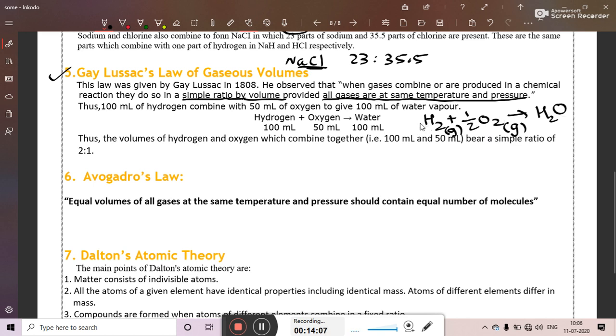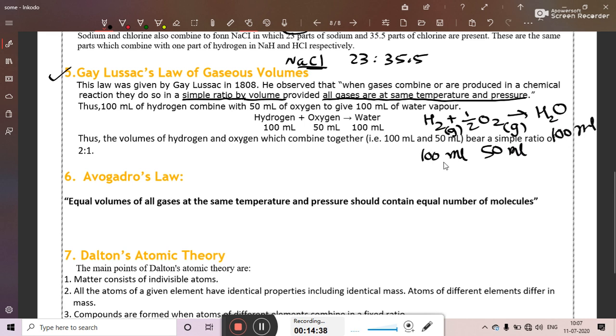So suppose hydrogen is 100 ml. Now oxygen is half of hydrogen. So if hydrogen is 100 ml, oxygen should be 50 ml. Then water will not be 150, okay? Because you can see here, H2 is 1, O2 is half. So H2O is not 1 and a half. It is 1 only. That means H2O has the same volume as hydrogen. So H2O formed will be 100 ml, okay?